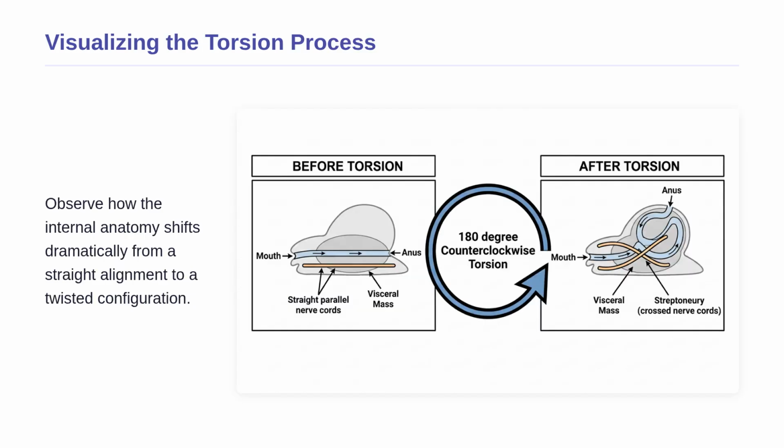To truly understand this anatomical shift, let us look at a detailed diagram of the torsion process. On the left, you see the anatomy before torsion, with the mouth at the front and the anus at the back. Notice the straight nerve cords. Now, follow the large circular arrow indicating the 180-degree counterclockwise rotation. On the right, after torsion, the anatomy is completely transformed. The anus is now positioned above the head, and you can clearly see the streptoneury, where the nerve cords have crossed into a figure-8 shape.